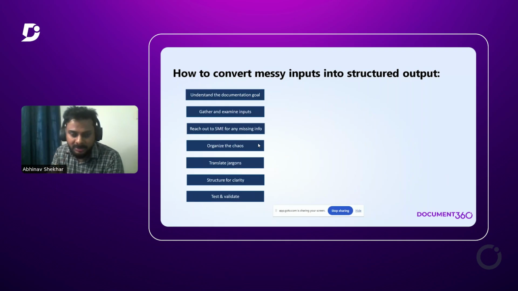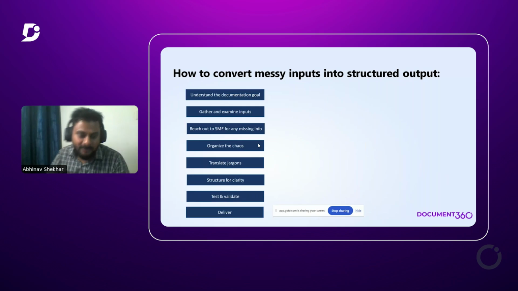So once we have structured, we need to create the document, and then we need to test and validate. Once we have written the entire document, we need to test it. Is it going in the right direction? Is it the documentation goal, and is it actually helping the user? This is what the test and validate step is. The last step is deliver. You put the document in some SharePoint, or you upload the documentation to some CMS portal. So that is what the delivery phase is.